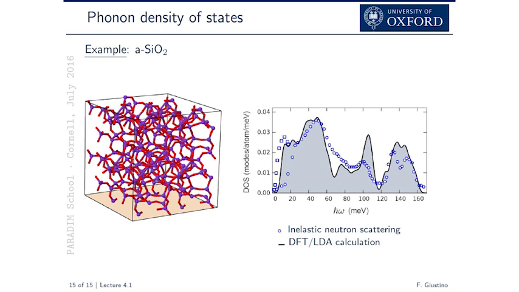Basically, this is the vibrational density of states, so how many phonons you find per unit of energy. The black line is the DFT calculation, and the blue circles are the inelastic neutron scattering data. So this is also very good agreement, but clearly you see there are some discrepancies. That's an interesting point, because one could say, oh, is the discrepancy a problem of DFT or not? Well, here there are basically two problems in this calculation.